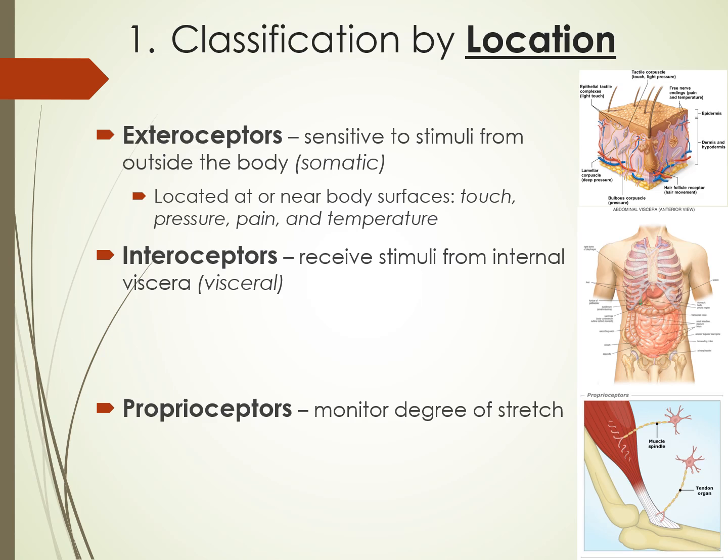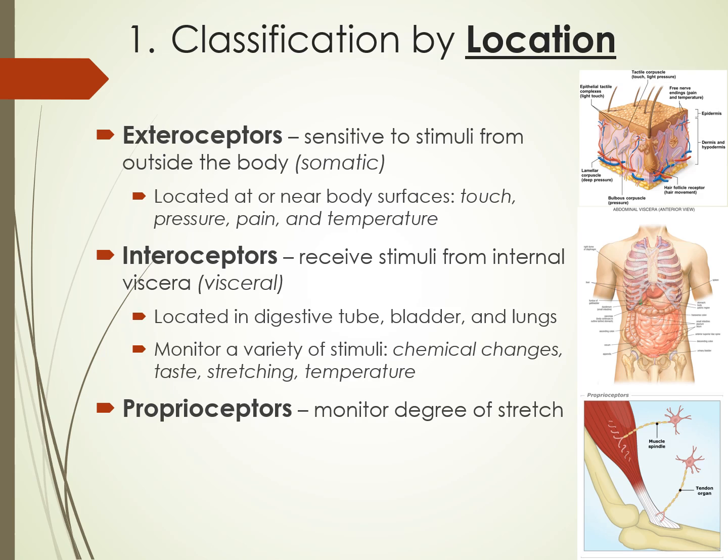And then the next type is stimuli from the internal viscera or organs, so they're interoceptors. These are going to be in the digestive tract, the bladder or urinary tract, and the lungs, and they're also going to detect a variety of different stimuli, such as chemical changes, taste, right? Stretching in the viscera when you have gas distension, and temperature as well. So these are detecting different stimuli, and that's another classification we'll talk about.